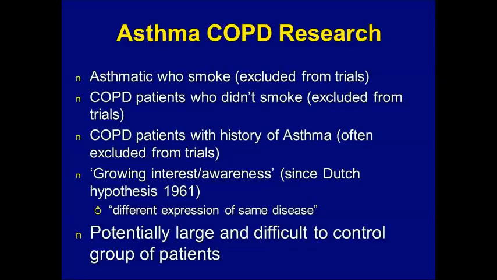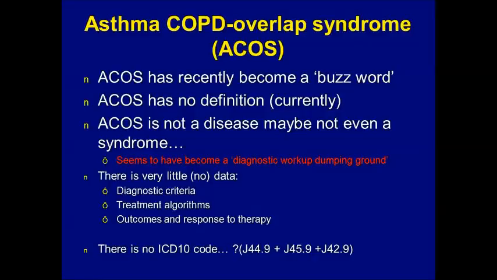And the reason this has all happened is we don't have much in the way of data on these patients, because we know from most of the clinical trials, all our patients we see in our clinics are excluded from those trials. In other words, asthmatics who smoke are not put into clinical trials. COPD patients who didn't smoke are not put into clinical trials. If the COPD patient has a history of asthma, he's excluded from the trial. And we know about this growing interest again, or awareness of the Dutch hypothesis. So the ACOS group, by definition, is a large and difficult to control group of patients.